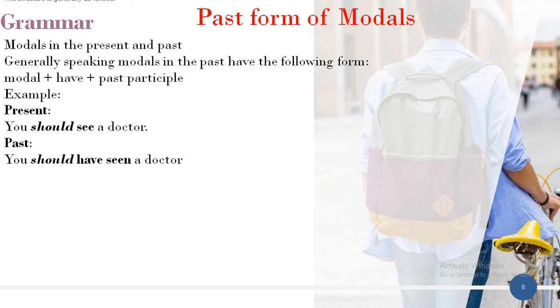For example, I give you an example in the present and an example in the past. So we start with the present. You should see a doctor. Past: you should have seen a doctor. So this is a form of the past, which is a modal plus have plus past participle, clearly presented in the example in the past.